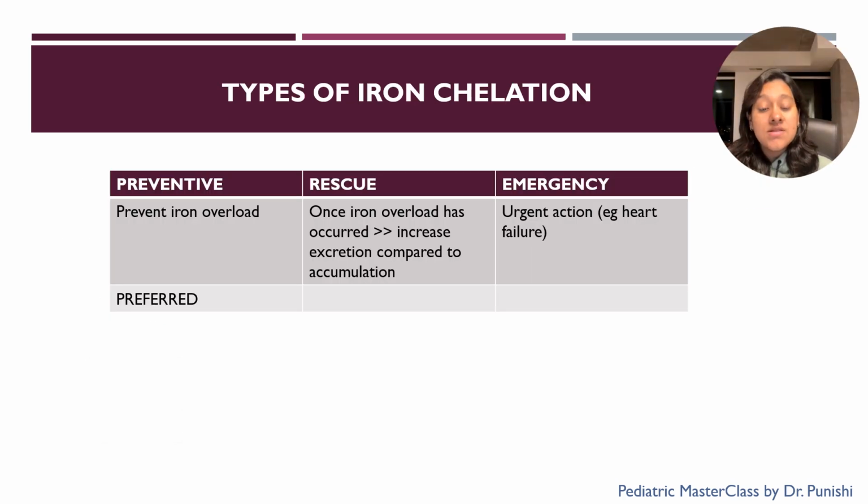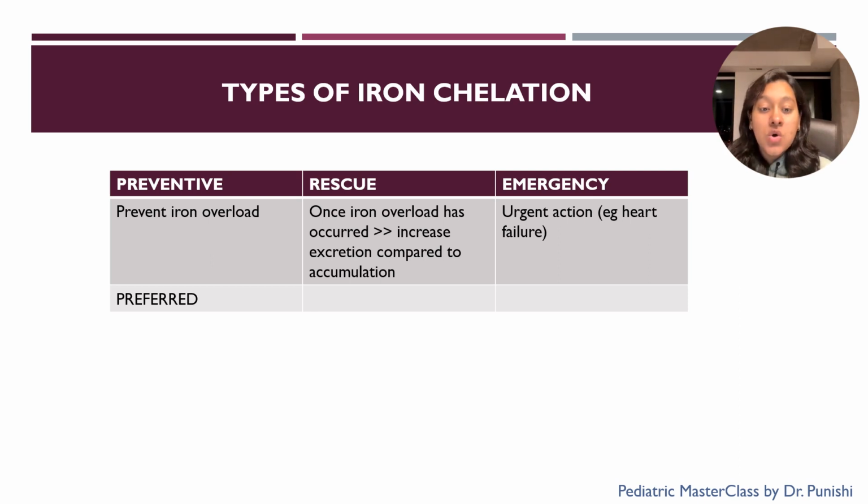So let's now discuss what are the types of iron chelation available. You can have preventive, rescue, and emergency. Now, as the name suggests, preventive is to prevent iron overload, which is definitely the preferred and the best type of iron chelation. The next one is rescue. Once iron overload has occurred, you try to increase the excretion as compared to the accumulation of iron to get rid of the extra iron from the body.